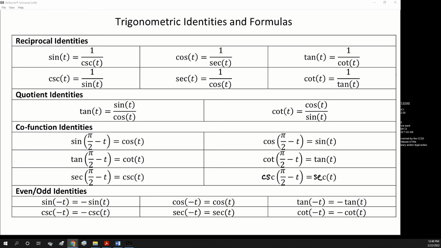So if you have the sine of pi over 2 minus t, it's always the same as the cosine of t. So I feel like with a little studying, you can have those memorized. And what I'll do is I'll give you this side, and you have to fill in the blank with that side. So I think you can just remember cofunction. And then even and odd aren't terrible.